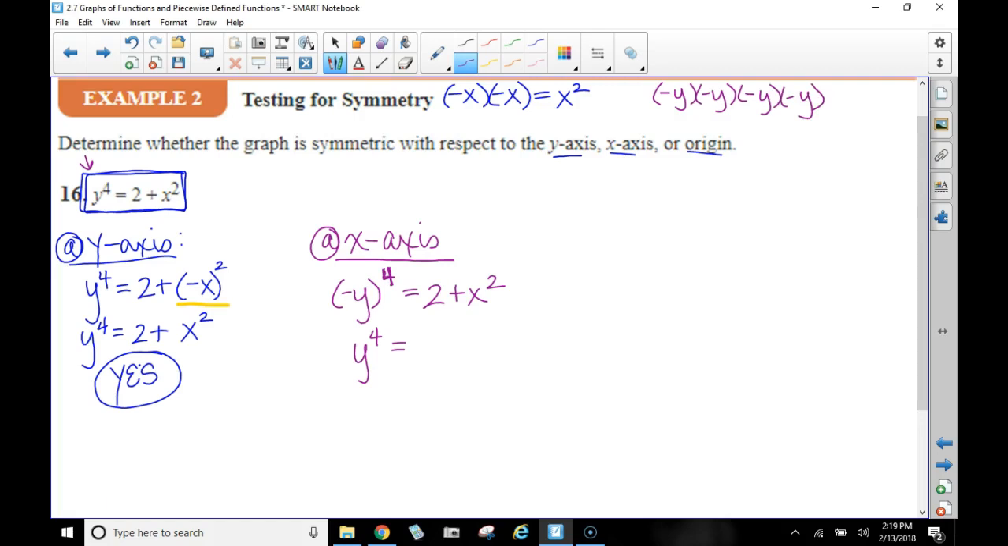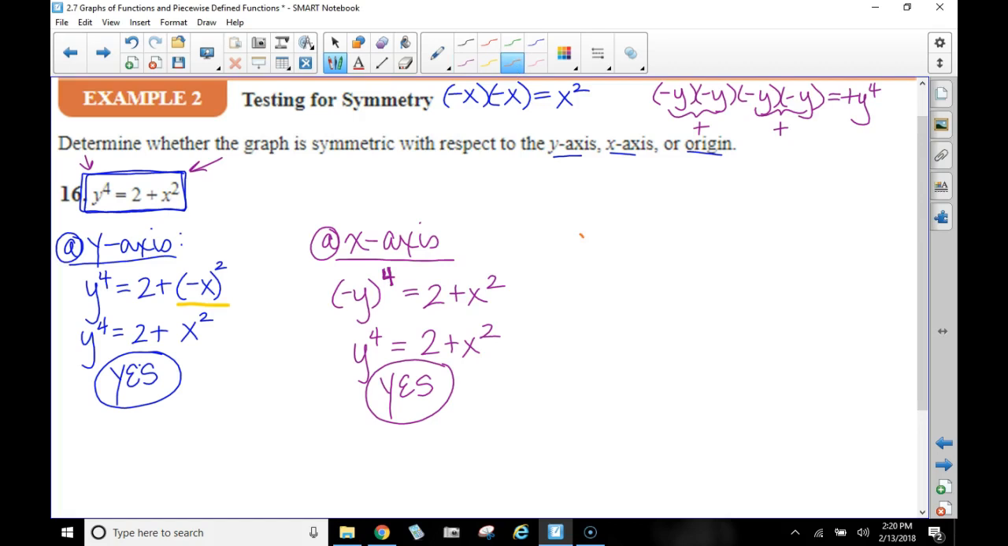Now, when you multiply these negative things by themselves an even number of times, that's going to be positive, that's going to be positive, okay? So that's going to give you the positive y to the fourth. That's how we got that. Bring down the rest of it, and you'll see our equation is exactly what we have in the box above. So this thing is also symmetric about the x-axis. That could happen. All right.